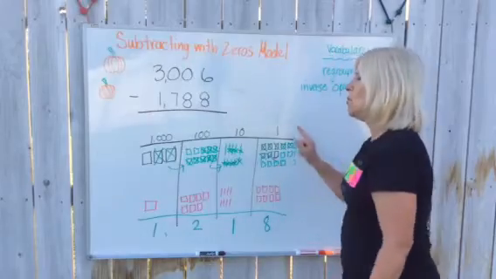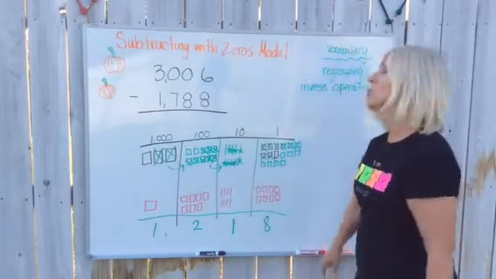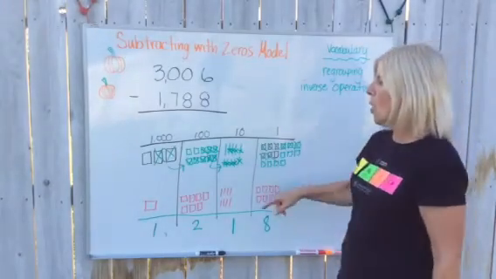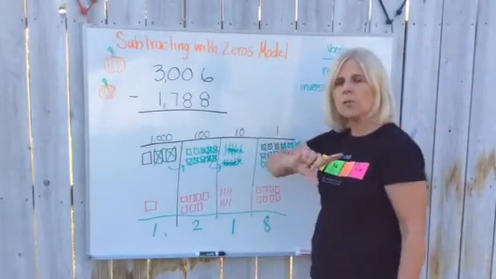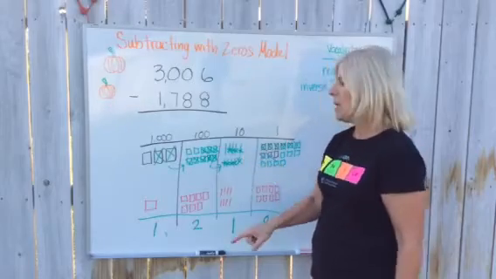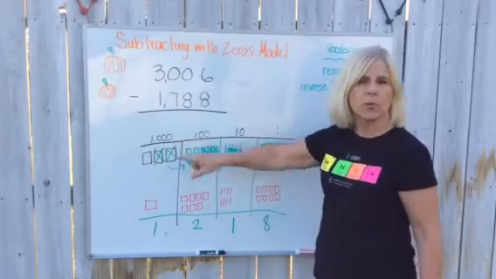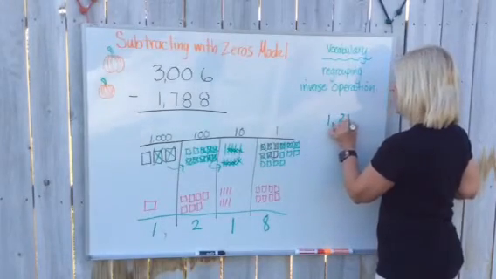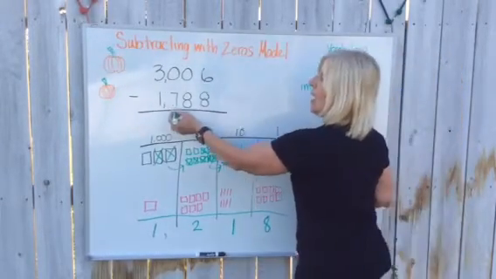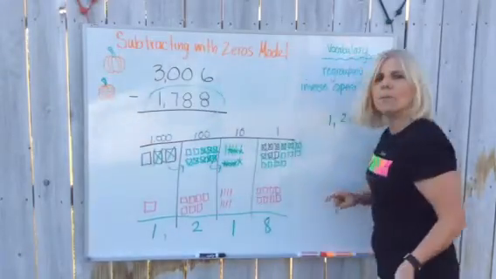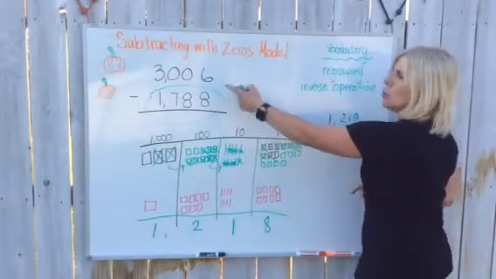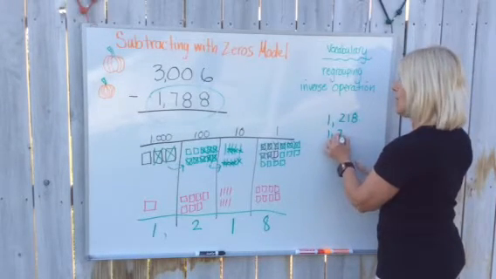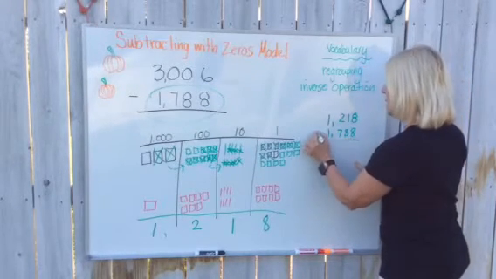And since I know you're one of my students, you're going to want to use inverse operation to check it, because that's what we do when we add or subtract. We use the opposite operation. In this case, we're going to be adding because we were subtracting. So I'm going to take my 1,218 and I'm going to add my lower number in my problem, 1,788, and it should come up to the higher number.